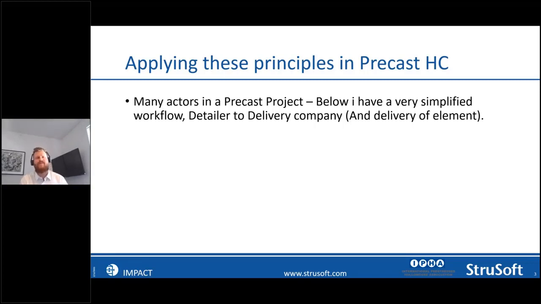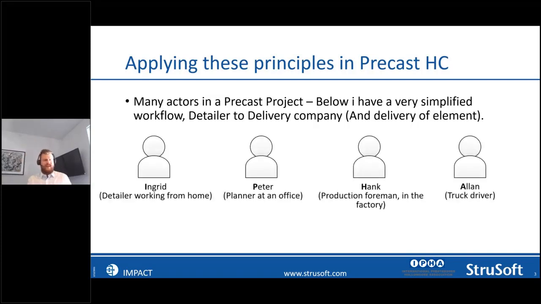Let's call it a project workflow in a precast project, or more specifically, a Hollowcore project. Of course, the projects tend to be similar. It's the product that differs in this case. So below, I've made a very, very simplified workflow. And of course, there are many, many actors in a project like this. It might be 10 times the amount of people that is here. But again, for the sake of the example, we have around 15 to 20 minutes here, and just to keep it nice and tidy, we can do it like this.